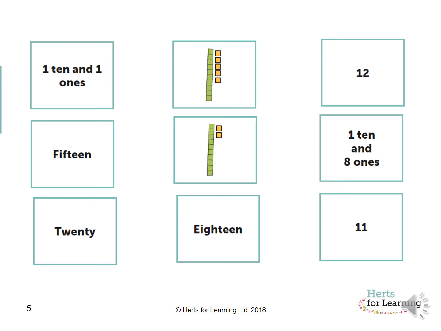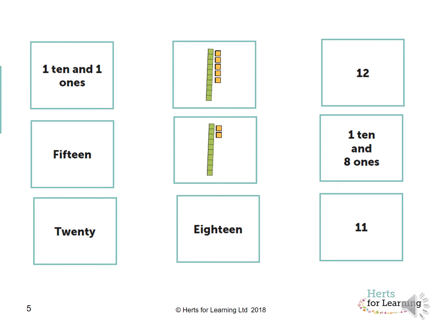Then we have got a pictorial representation that has got 1 ten and 5 ones. So we know that that is the number 15. And I have got the written number 15 now on my second row, so those two can be matched up. Then I have got the number 12. Does number 12 match with 1 ten and 8 ones? No. Does number 12 match with the written number 20? No. But in the middle box there, I have got a pictorial representation of 1 ten and 2 ones, and that is the number 12, so I can match them two together.